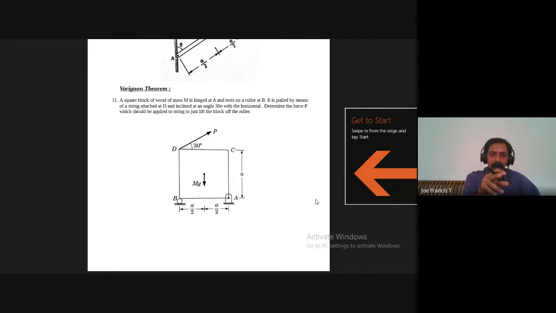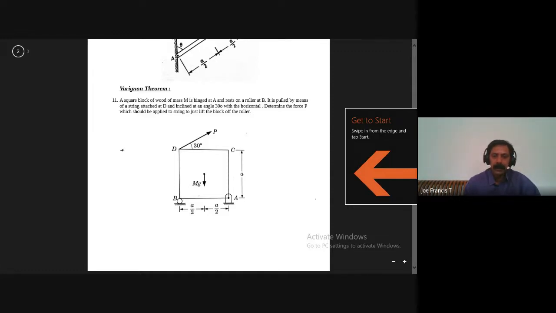A square block of wood of mass M is hinged at A and rests on a roller at B. It is pulled by means of a string attached at D and inclined at an angle of 30 degree with horizontal. Determine the force P which should be applied to the string to just lift the block. So there is a question like this. I don't know whether I can write here.